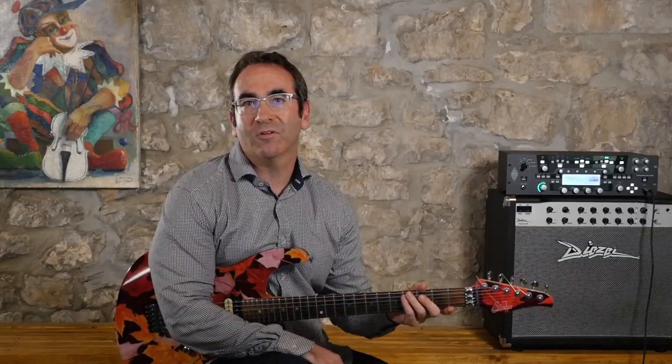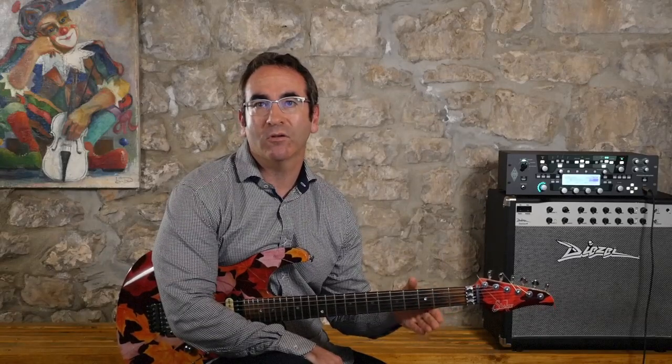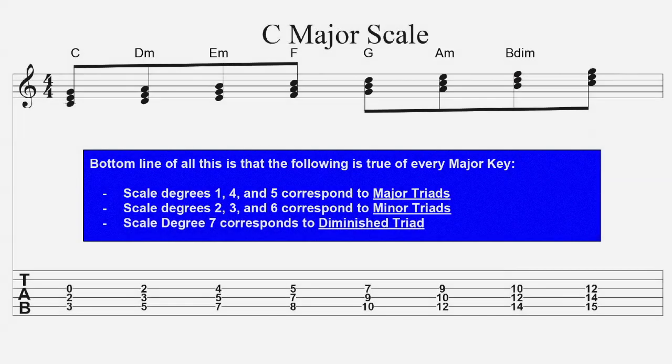So we have now just harmonized the major scale. That means we've taken each note of the scale and figured out which triads come about. And here's the bottom line about all this. For any major scale, the first, fourth, and fifth degree of the scale correspond to a major triad. The second, third, and sixth degrees correspond to a minor triad. And the seventh degree, that oddball one, corresponds to a diminished triad.